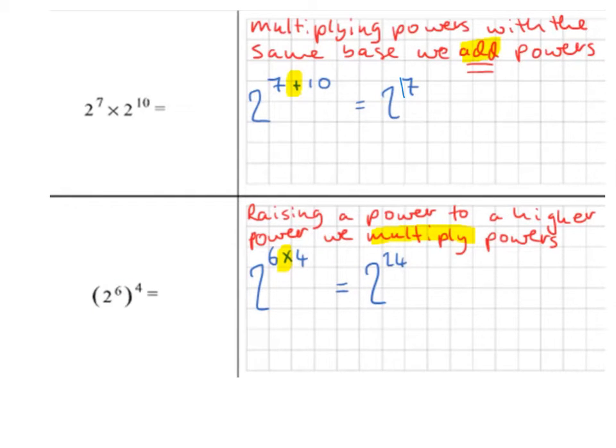And then 2 to the power of 6 raised to the power of 4 is going to be 2 to the power of 6 multiplied by 4, which is 2 to the power of 24. 6 by 4 is 24. Because when we're raising a power to a higher power, we multiply the powers. So 2 to the power of 6 raised to the power of 4. We have a power raised to a higher power, so we multiply them.